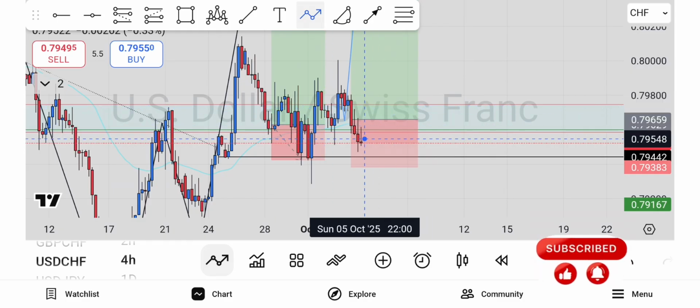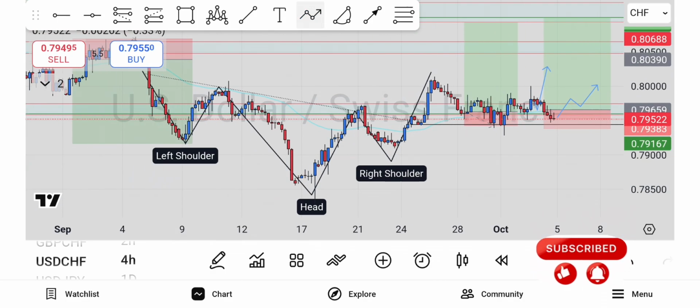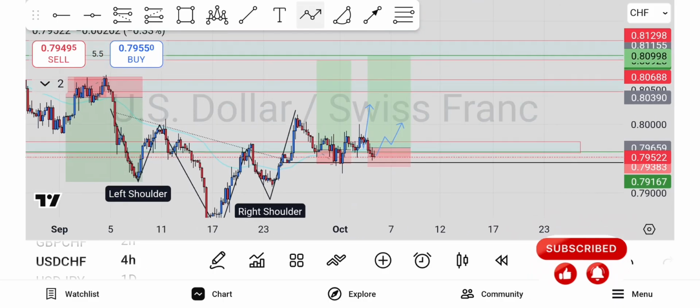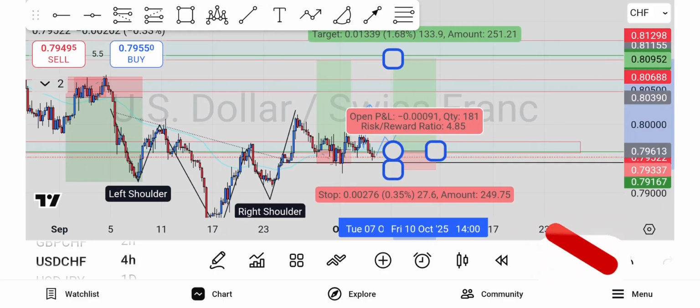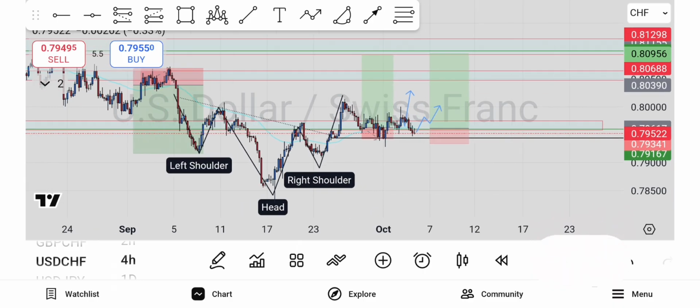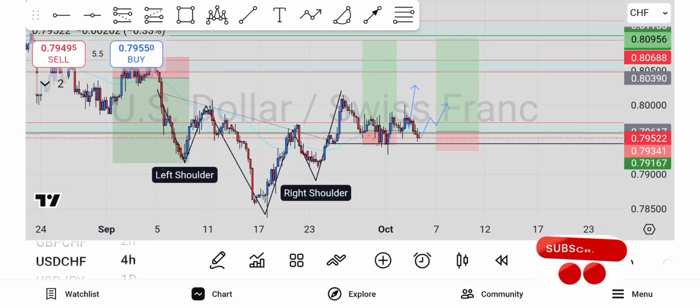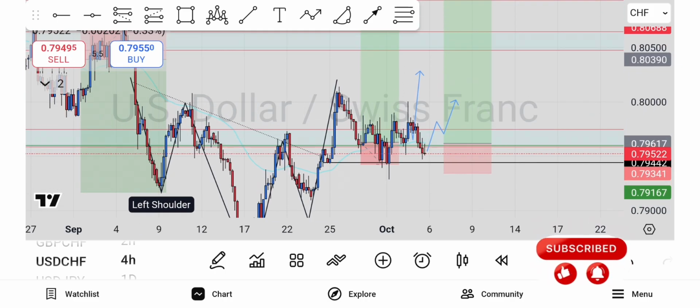Expecting this from next week. So I'm still looking at the trade, but I'm not happy with the way price is reacting on this zone. But it's not also bad.